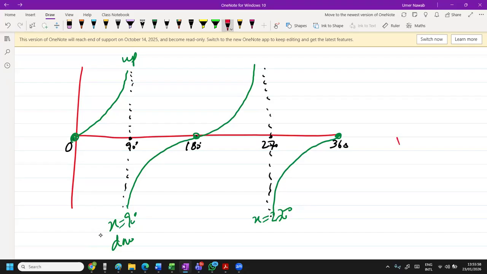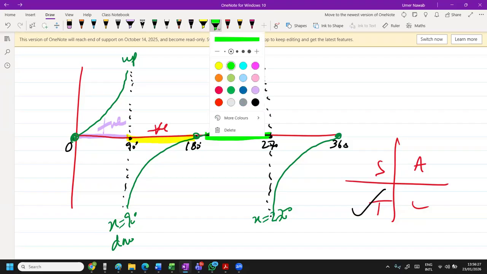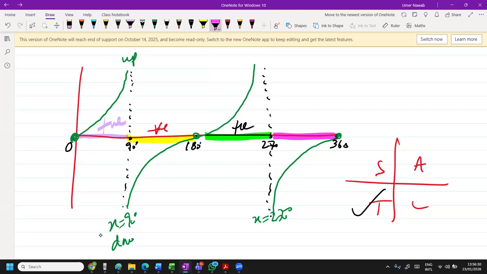Now try to relate it with the ASTC diagram. This is ASTC. In the first quadrant, your tan is above, so positive. In the second quadrant, it is below, because we know that sine is positive in the second quadrant. Third quadrant, yes, the graph goes above the x-axis, so it is positive. It is verified. And finally, we reach the fourth quadrant, where the graph is below the x-axis and cosine is positive. So it is a good verification of the ASTC diagram.